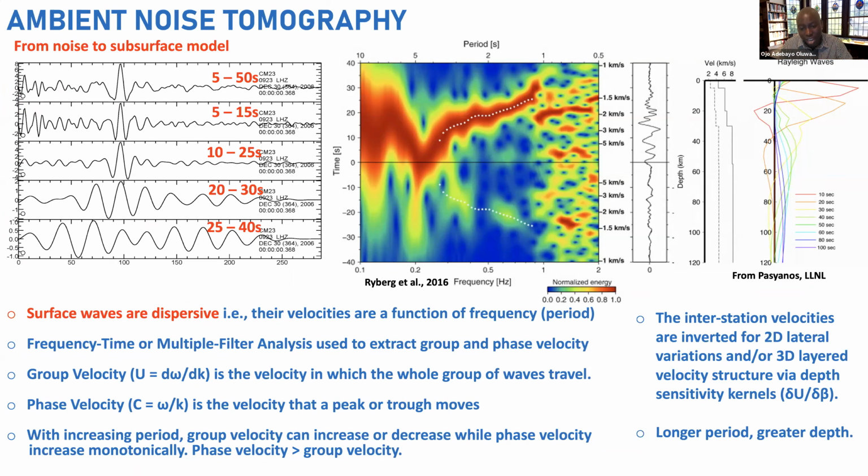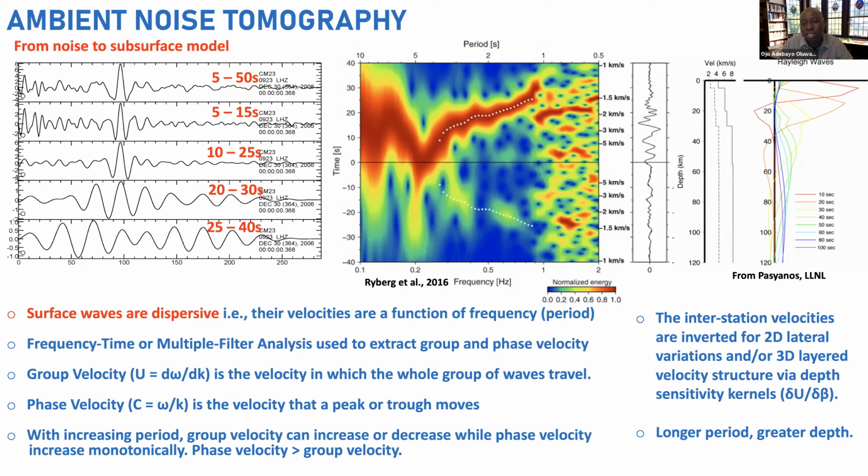And then at the end of the day, that's a two-step approach, because you have a distribution of velocities, but at different frequencies. Then you need to do a second step, which is 1D inversion at different grid points to build a 3D model.